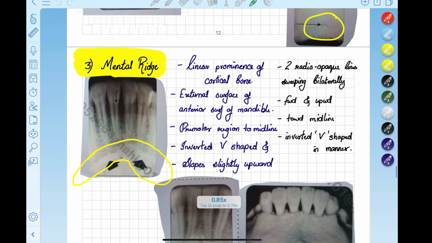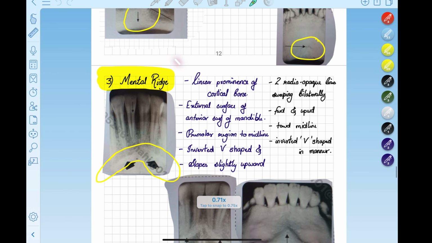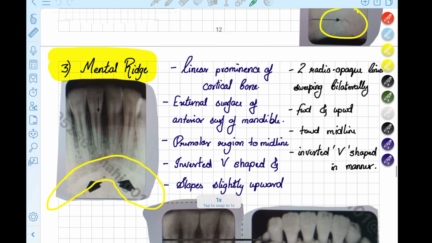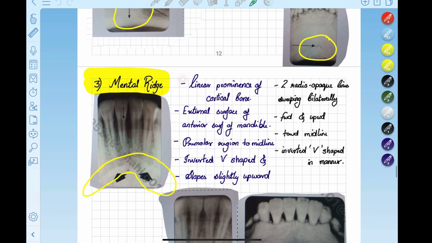Now the third structure we are going to see is the mental ridge. Ridge is nothing but a bony prominence. So how will it appear, radiopaque or radiolucent? Radiopaque. The mental ridge is a linear prominence of cortical bone. There are different types of bones which make our mandible or maxilla. The linear prominence of the cortical bone is known as the mental ridge. It is located on the external surface of the anterior part of the mandible.